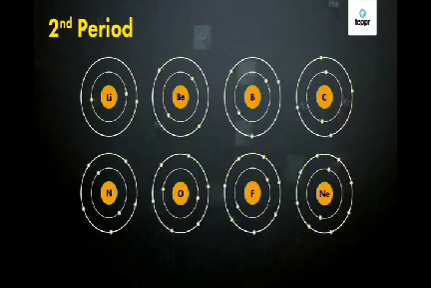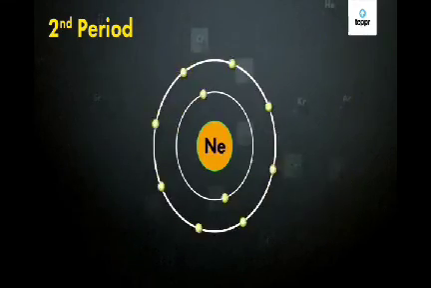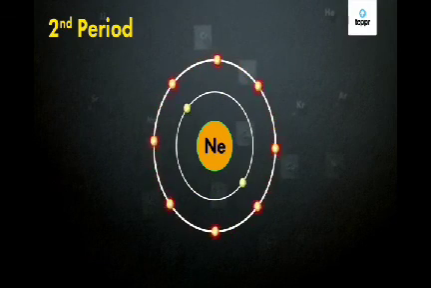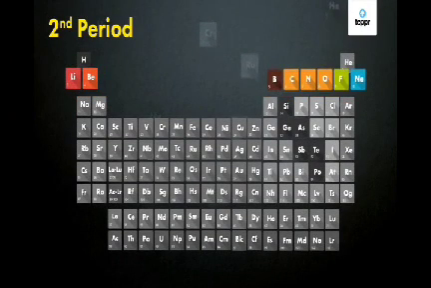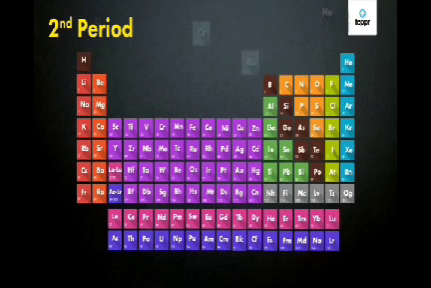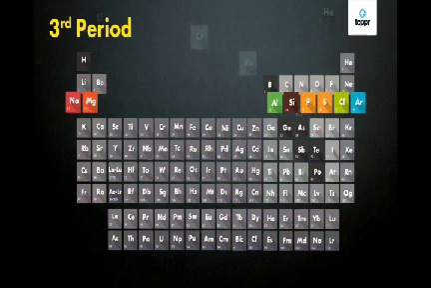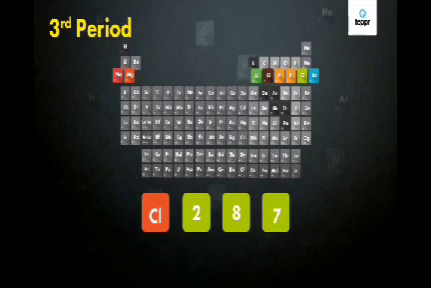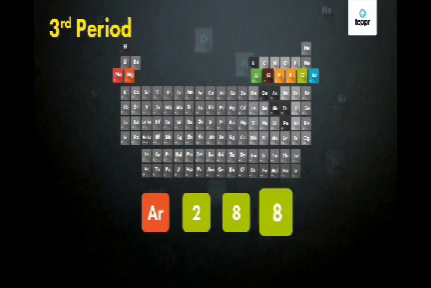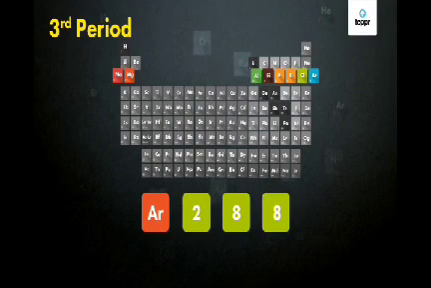It ends with neon, which has 8 electrons in the second shell. Now, if we count from lithium, we observe that there are 8 elements in the second period. Got it? Now, in the third period that begins with sodium, the electrons keep increasing till argon, where 8 electrons get filled in the third shell.